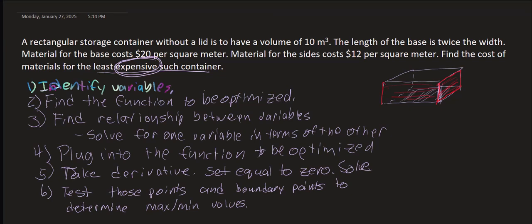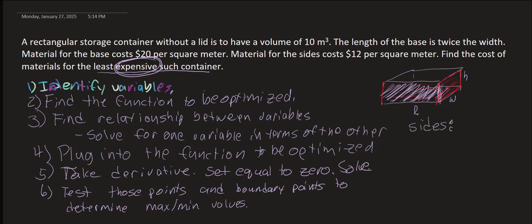And each of those has a cost associated with it. So we have a length, we have a width, and we have a height. And so if we want to look at the cost of this thing, the cost is going to be the cost for each of the sides and the base. So let's look at the sides.